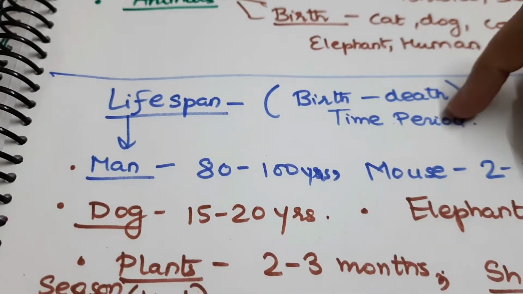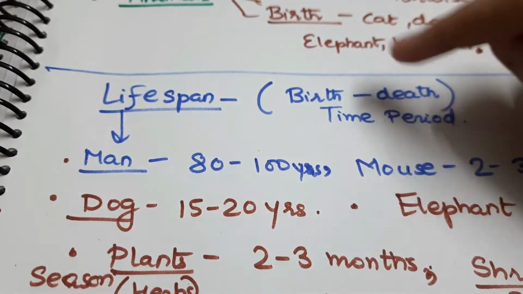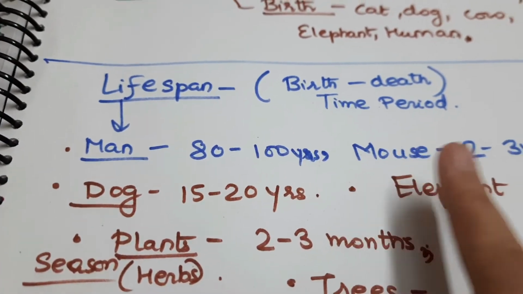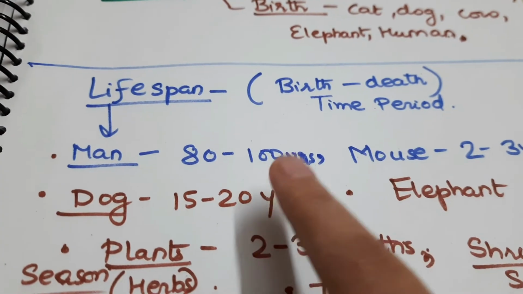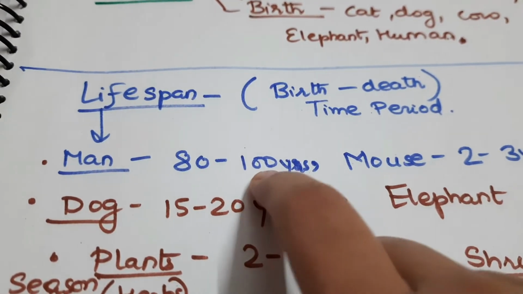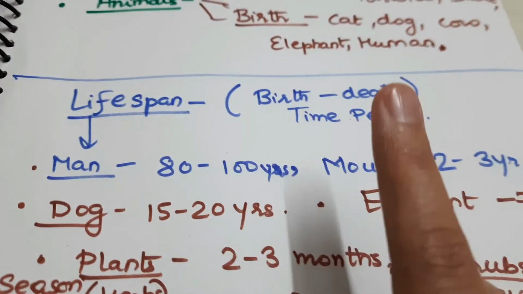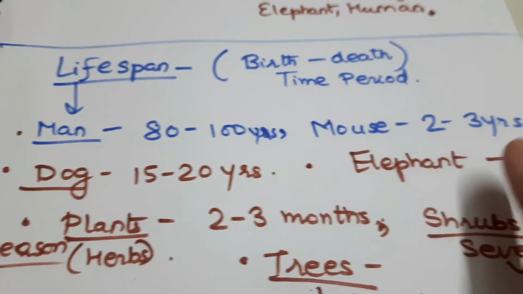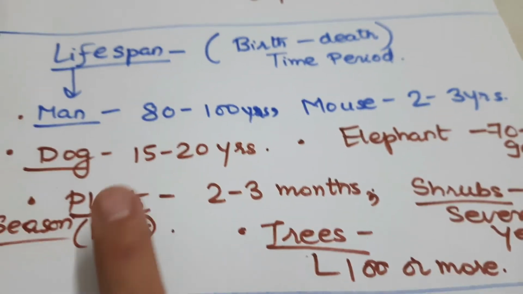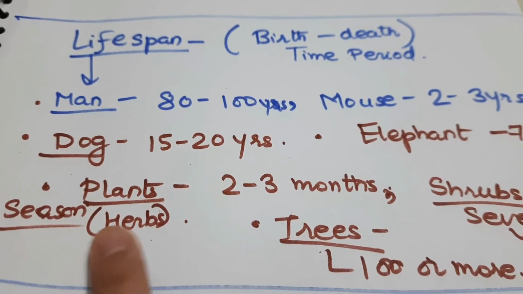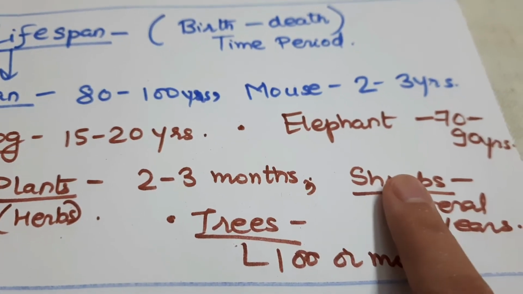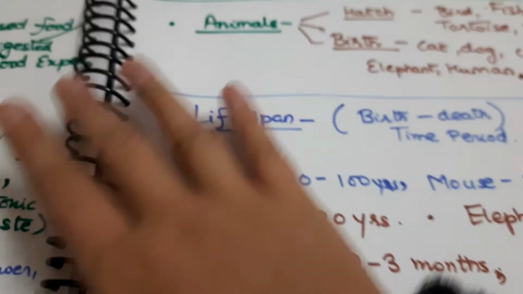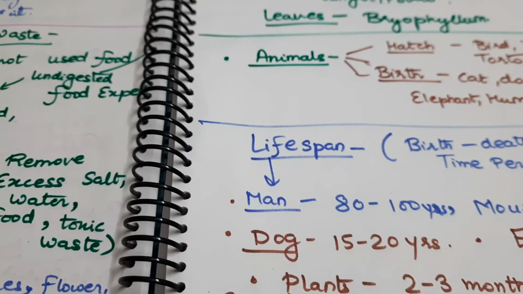Now coming on to lifespan, which is the time period between birth and death. Man lives 80 to 100 years, or more than that, 120 also sometimes. The maximum is 120 years, okay. Mouse lives 2 to 3 years, dog lives 15 to 20 years, elephant lives 70 to 90 years. And plants: seasonal plants or herbs, 2 to 3 months. If they are shrubs, then several years, and if they are trees, then 100 or more years. So this is all about living organisms.